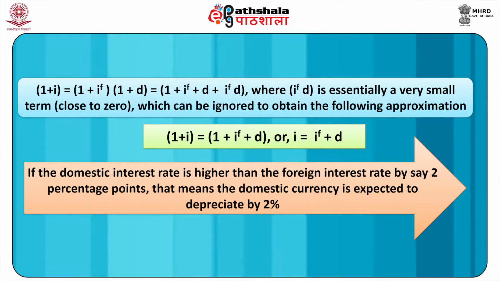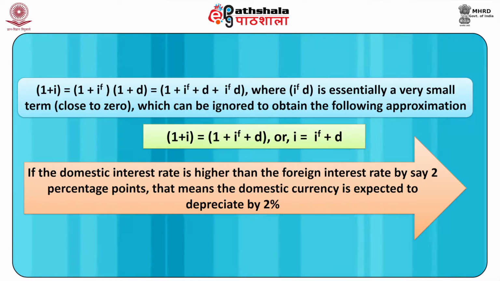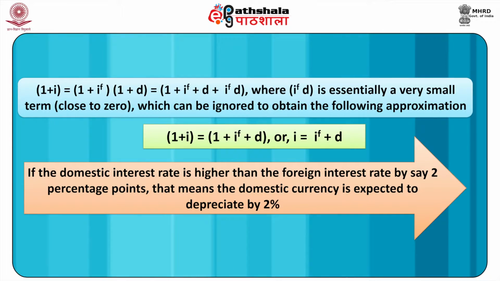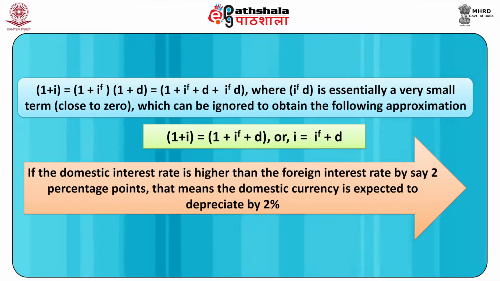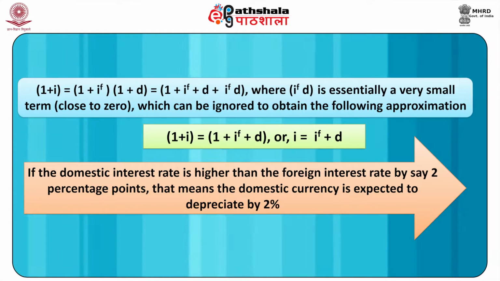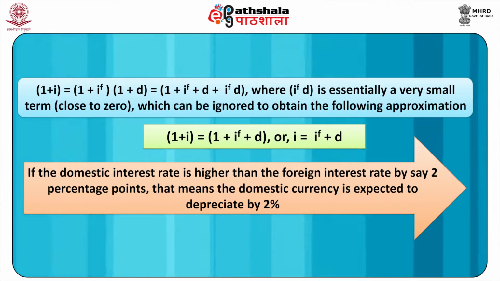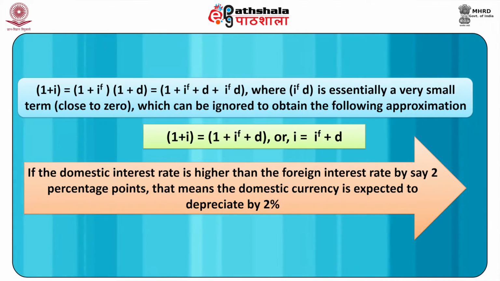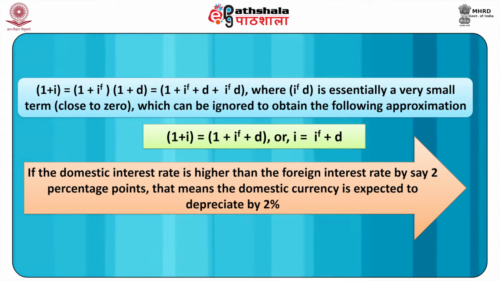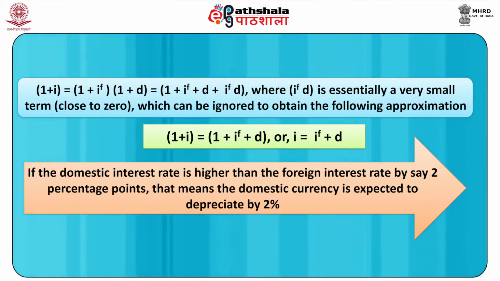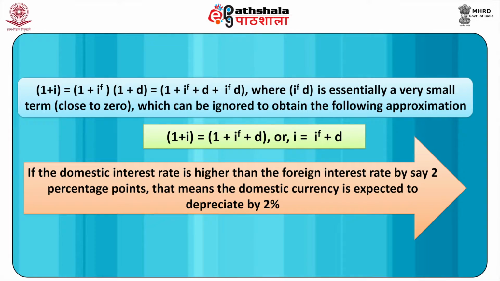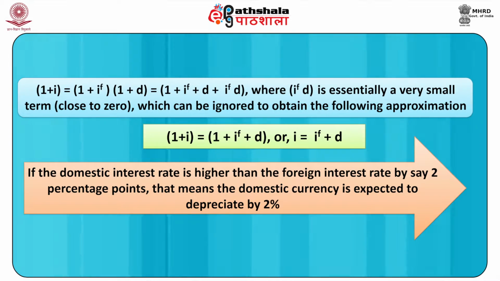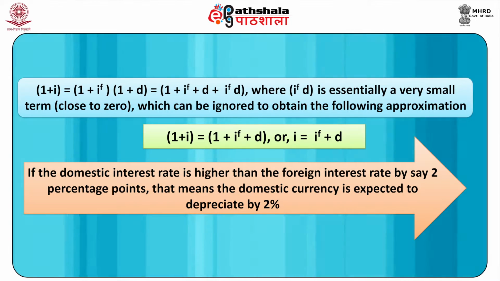This may be further rewritten as 1 plus i is equal to 1 plus i raised to power f multiplied by 1 plus d, which is equal to 1 plus i raised to power f plus d plus i raised to power f multiplied by d, where i raised to power f multiplied by d is essentially a very small term close to 0, which can be ignored to obtain the following approximation. 1 plus i is equal to 1 plus i raised to power f plus d, or i is equal to i raised to power f plus d. This is the second equation.